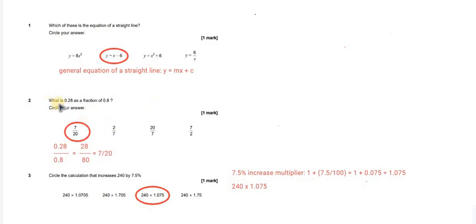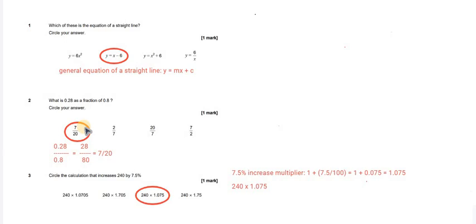Okay, question 2. What is 0.28 as a fraction of 0.8? Circle your answer. Okay, 0.28 as a fraction of 0.8 is 0.28 divided by 0.8. If you can't do it as a decimal, which I don't know why you would want to, multiply both by 100, so you turn them to whole numbers. So if you do it to the top, you do it to the bottom, which is 28 over 80, and you reduce that fraction by 4, gives you 7 over 20.